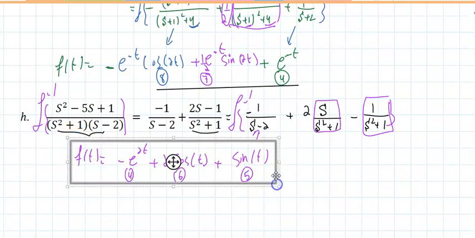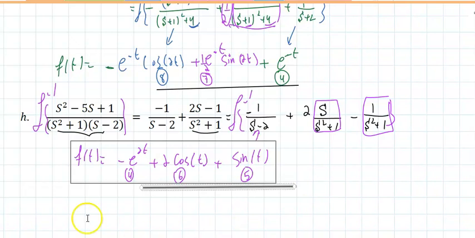So I need to be able to get the partial fraction correctly, and I need to be able to quote those correctly. And that's pretty much it. I just want to check on one thing.